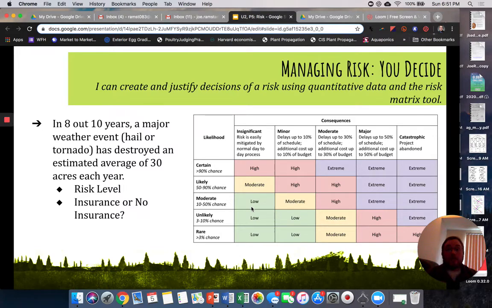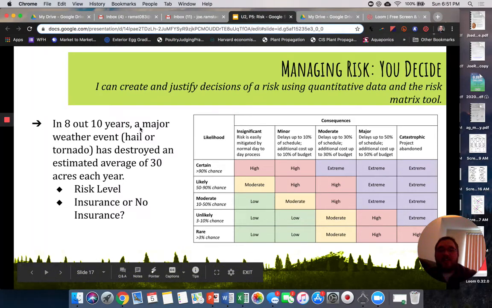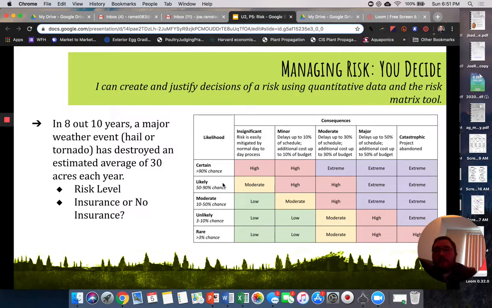Okay, so the risk level, the way I would calculate this, so we see 8 out of 10 years. Okay, this is going to be our likelihood. Okay, so 8 divided by 10 gives me a nice 80%. So this tells me that this event is likely. And then 30 acres each year.